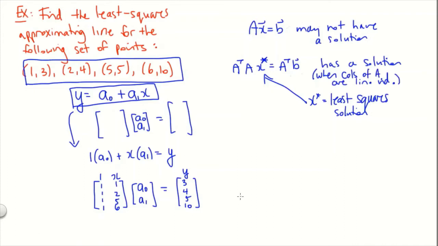So this gives us a hint as to how to find our least squares solution, X star. If we could multiply both sides by the inverse of A transpose A, then we would have isolated X star. So let's write X star is equal to (A transpose A) inverse times A transpose B, and that gives us the formula that we're going to get started with.